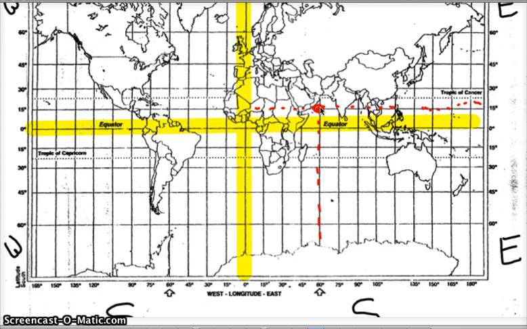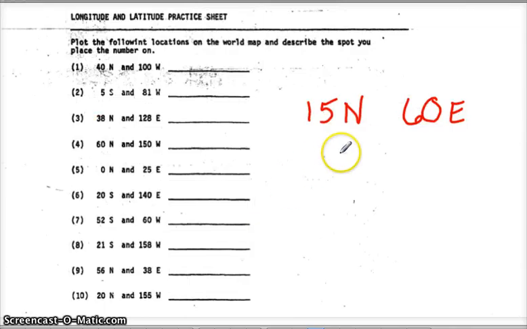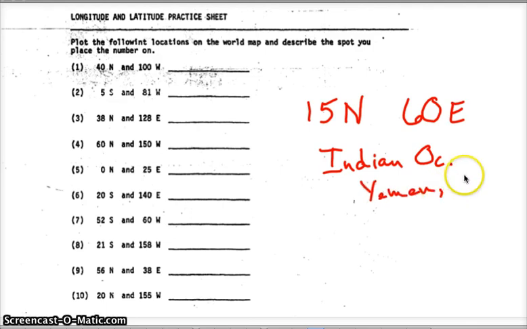This little spot is out in the middle of the Indian Ocean. I picked that for a reason, because I didn't want to give away any land or a city. So we would write Indian Ocean. And what we might even want to write is maybe near Yemen and Oman. That would be a very specific description of where 15 degrees north and 60 degrees east is.